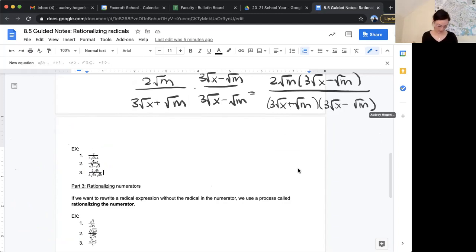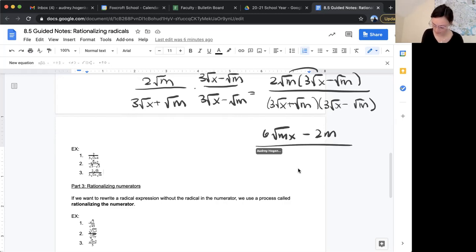And then I'm going to think about what I'm going to have in my numerator and my denominator. So if I distribute out my numerator, I know that I'm going to have 2 square root of m times 3 square root of x. That is going to give me 6 square root of mx. And then 2 square root of m times negative square root of m is going to give me minus 2 square root of m squared. That square root of m squared is equal to m. So I'm just going to have 6 square root of mx minus 2m in my numerator.